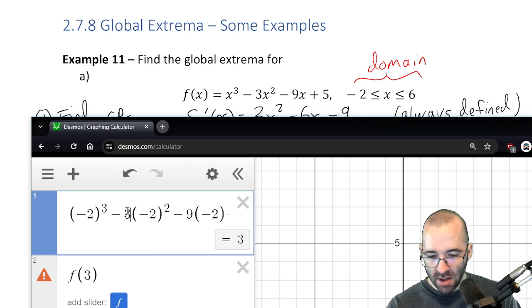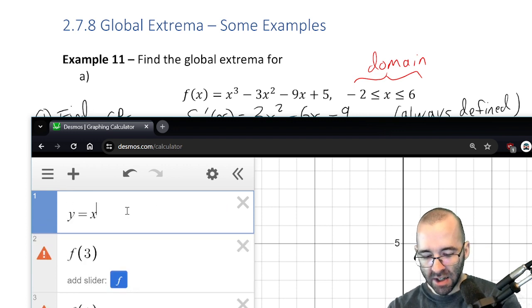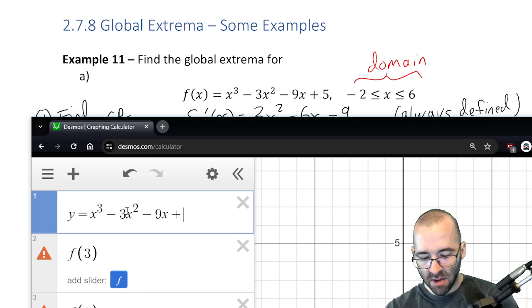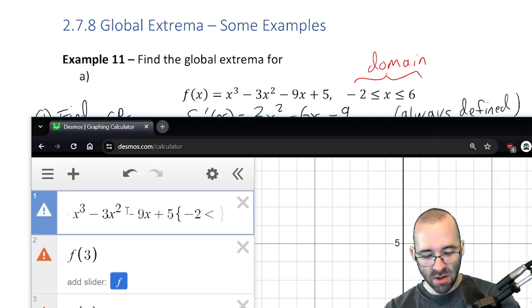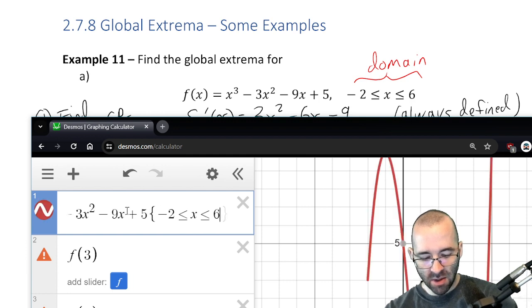All right, let's graph this. Y equals x cubed minus 3x squared minus 9x plus 5. I'm going to use the squiggly braces to put the domain, negative 2 less than or equal to x, less than or equal to 6.